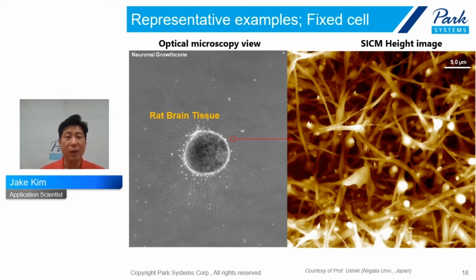As you can see on the right side, in SICM, the cells reach their long arms to the other cells. So they connect to each other, forming an extremely complicated network structure. But using SICM, we can image and monitor this kind of very complicated structure on the cell sample surface.